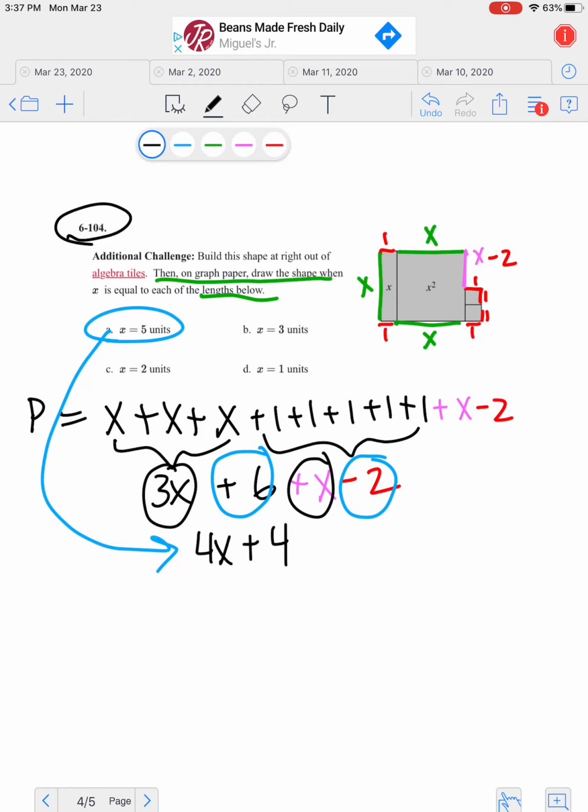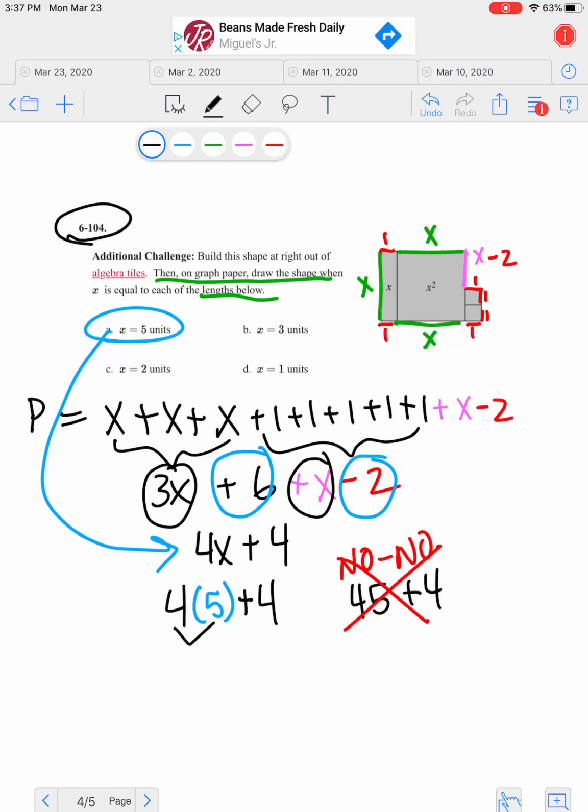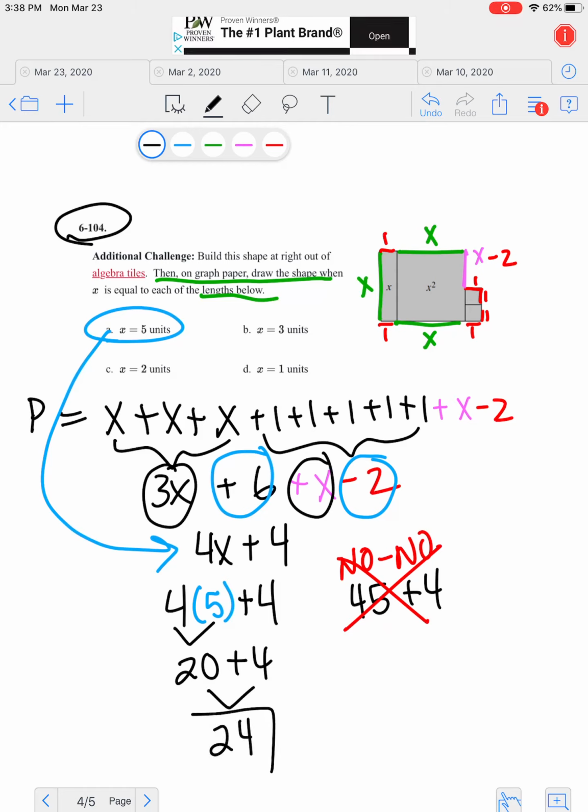So now we substitute. So like I've said before, every time you substitute, you want to use parentheses, because if you don't, you're going to come out with a different problem. So here we go. So this is your no-no. This is what happens when you don't use parentheses. You get 45 plus 4, which is not the same thing as 4 groups of 5 plus 4. This is our no-no. And then we can go ahead and finish solving it. So 4 groups of 5 is 20 plus 4. Our final answer is 24. And that is it.